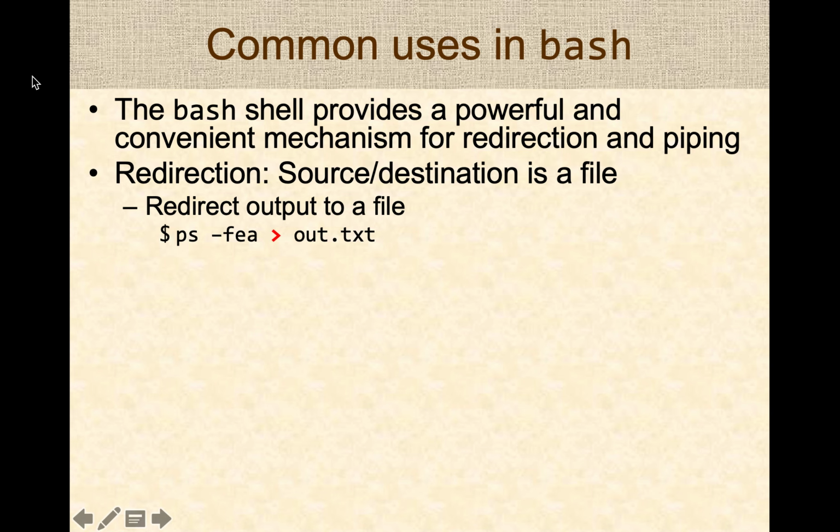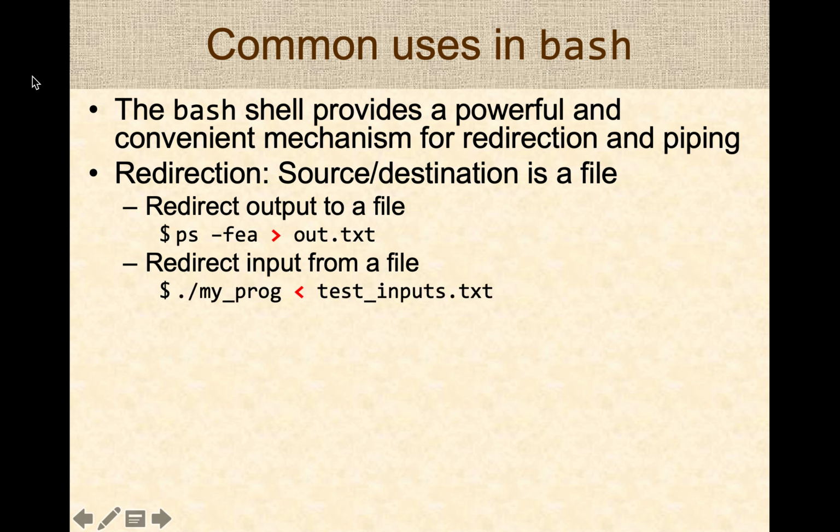Here Bash then runs the ps command with that command line argument and stores the output that is returned to the standard output into a file called out.txt. You can also provide input from a file.